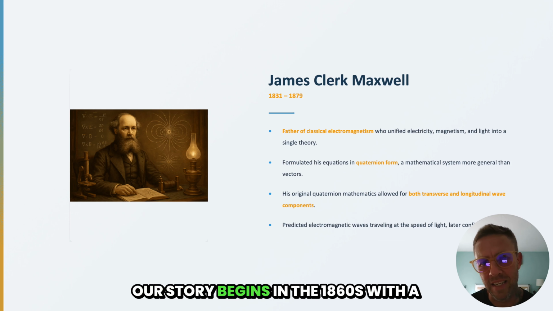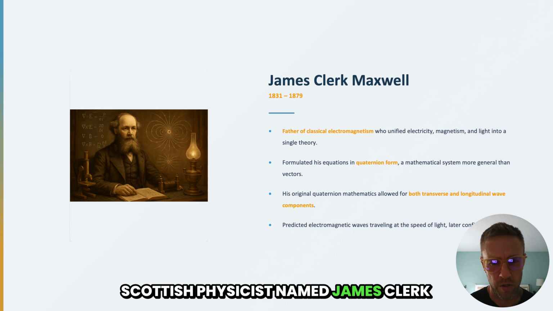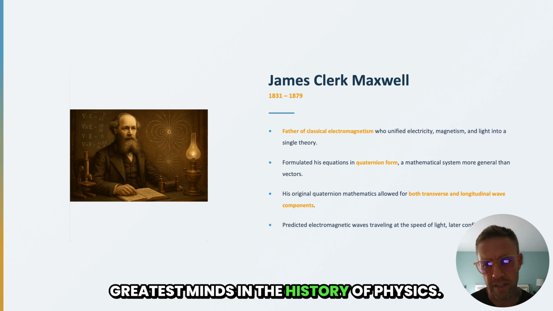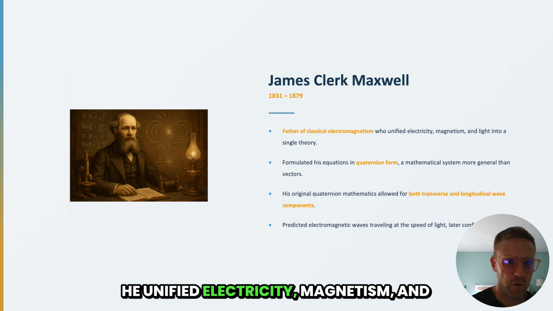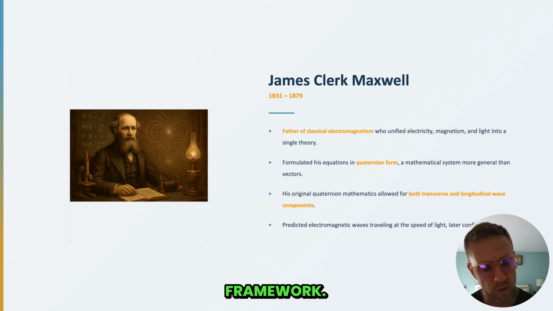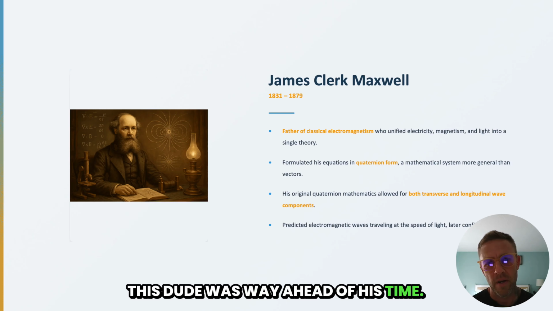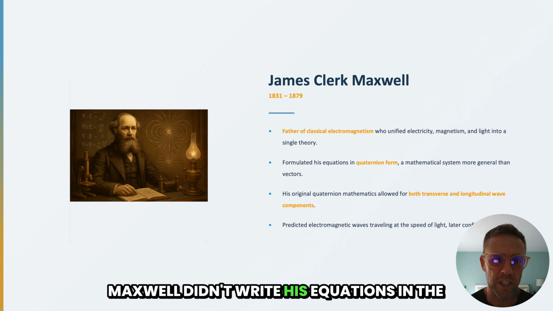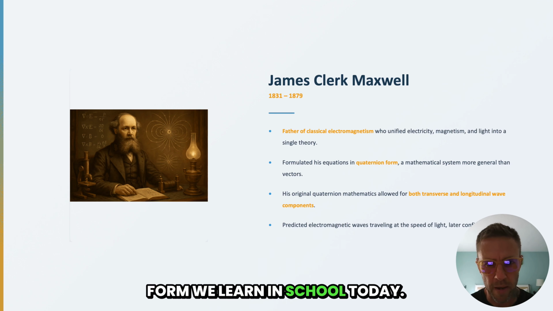Our story begins in the 1860s with a Scottish physicist named James Clerk Maxwell. Maxwell was a super genius, one of the greatest minds in the history of physics. He unified electricity, magnetism, and light into a single elegant mathematical framework. This dude was way ahead of his time. But here's what most people don't know. Maxwell didn't write his equations in the form we learn in school today.